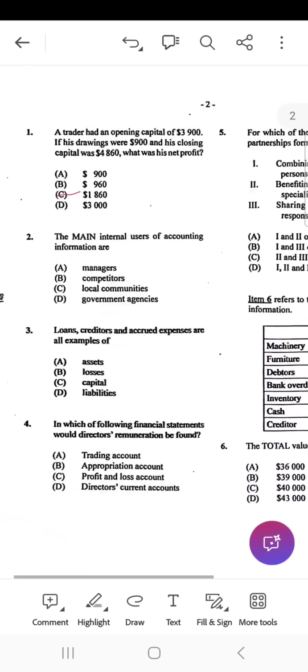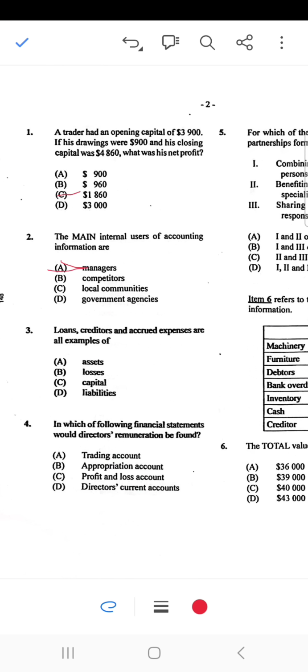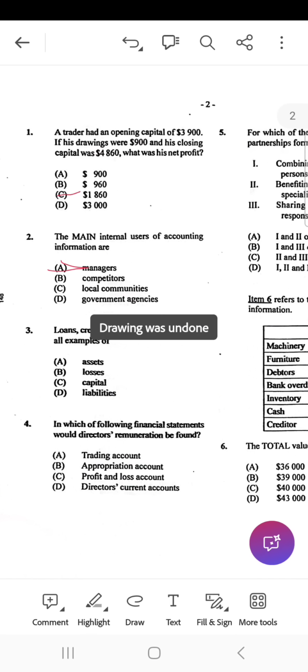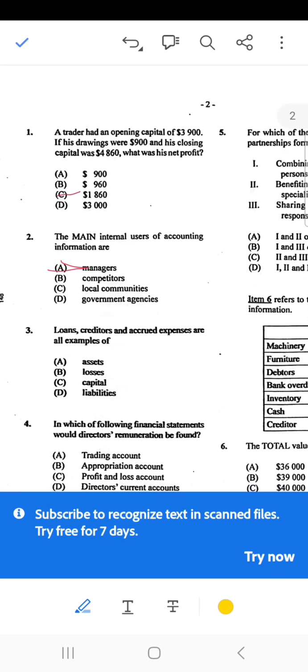Number 2. The main internal users of accounting information are, well, they said internal. Competitors, community, local communities, and government agencies are all outside of the company. So the answer is A. Number 3. Alright, number 3. Loans, creditors, and accrued expenses are all examples of liabilities, things that you owe.